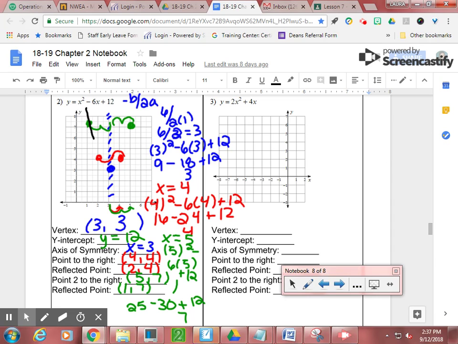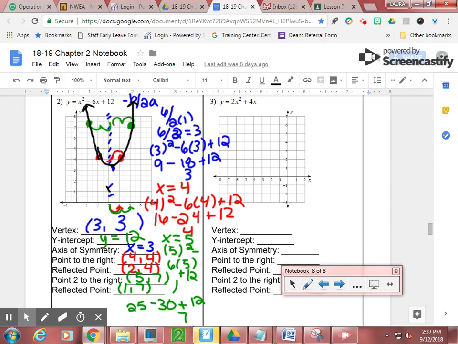Last thing we need to do is connect our dots. Make sure that you're making it U-shaped. You're not making a V, because a V is an absolute value graph. And this is quadratic. This is what a parabola looks like.